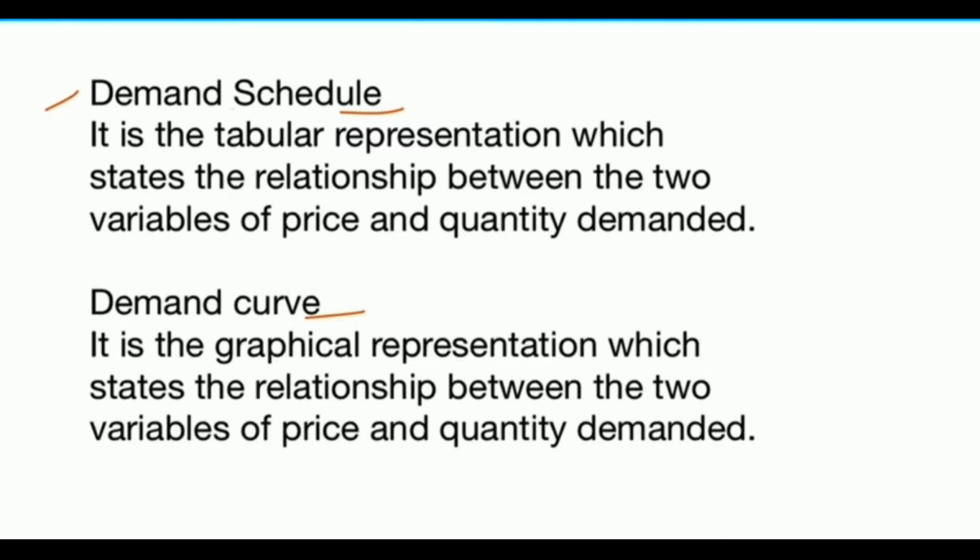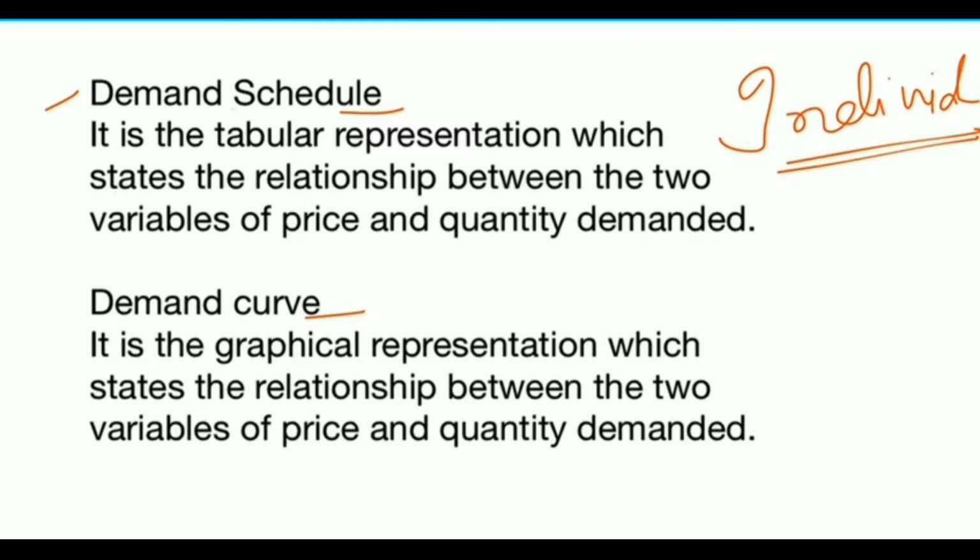First, demand schedule is the tabular representation which states the relationship between the two variables of price and quantity demanded. It consists of a list of the various quantities of a commodity which an individual consumer purchases at different alternative prices in the market. Just remember that individual consumer. We are not talking about the market right now. We are just talking about an individual consumer.